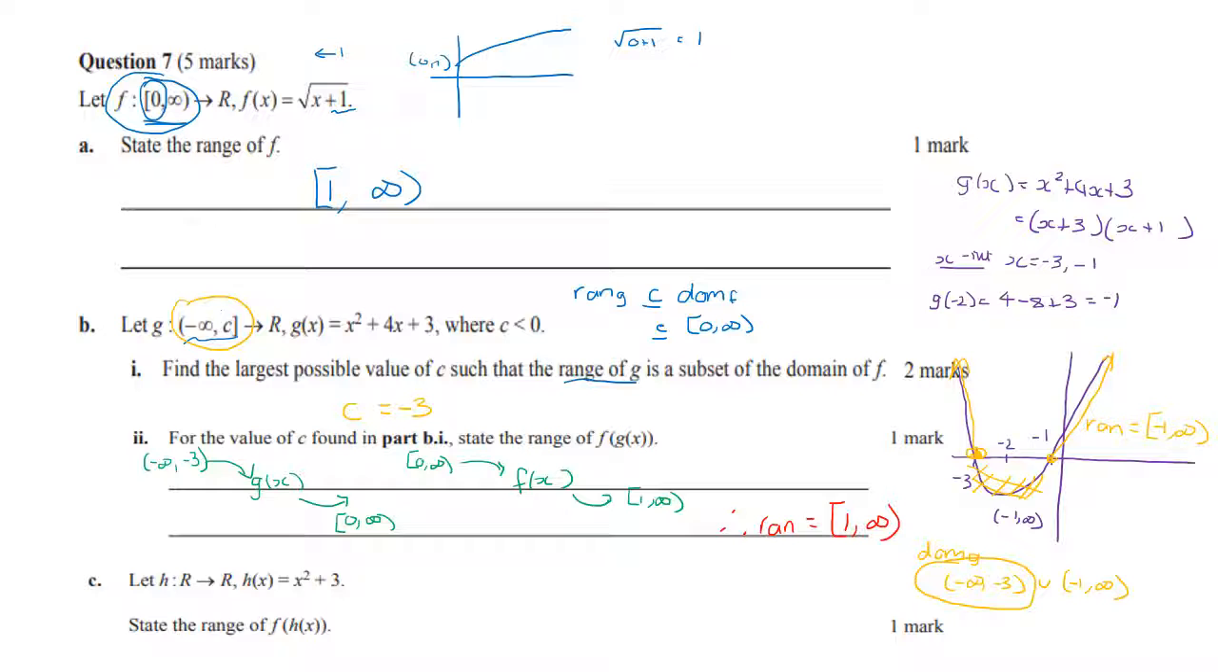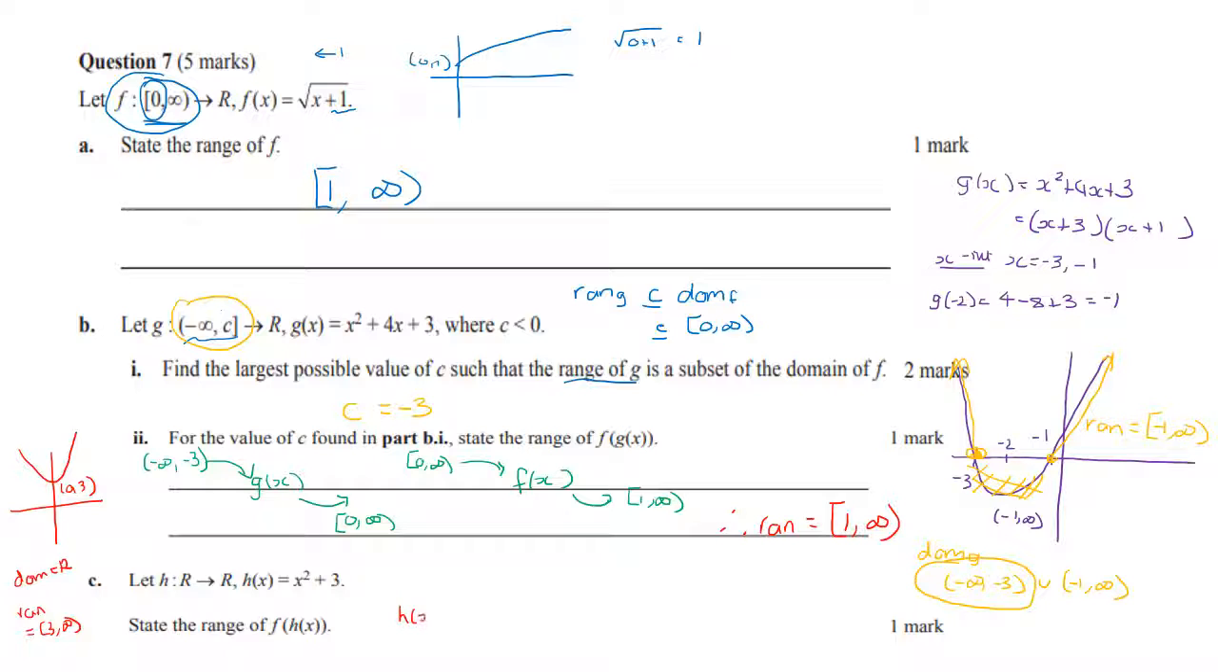Part C, we're now wanting f of h. So we know everything about f, but h is different. So we'd better find out some things about h. Let's draw a quick sketch of h. It's a parabola again, but this one's been translated up 3, so it's a parabola here with the point being 0, 3. So our domain is the reals and our range is from 3 to infinity.